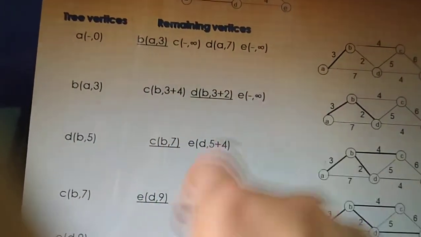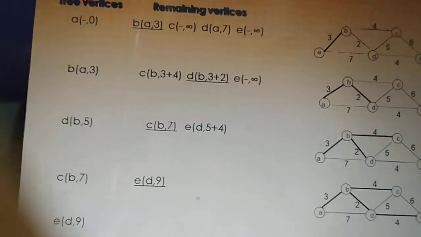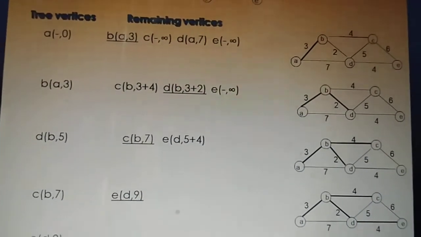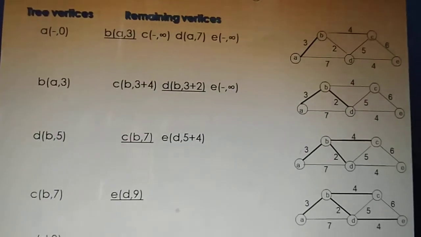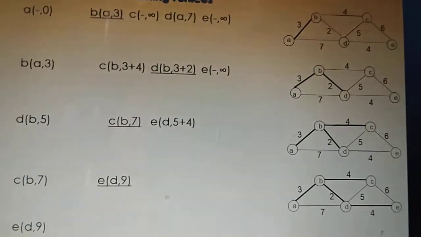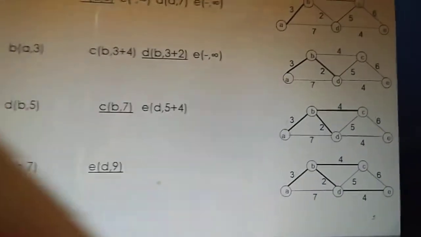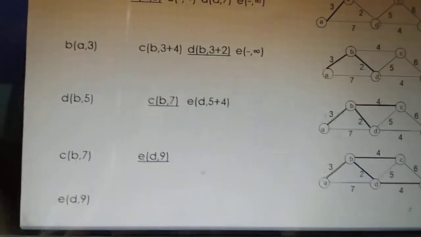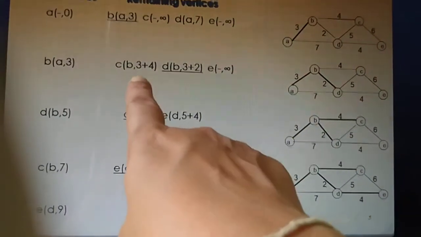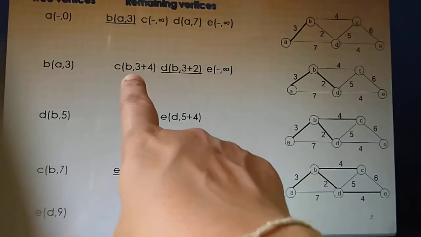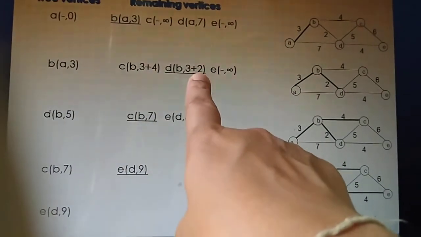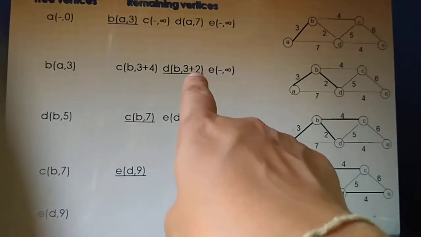Now among these, identify U and D of U such that U should be an unvisited vertex and D of U should be the minimum. So all are unvisited vertices: C, D and E. All three are unvisited. Which is the minimum? 7, 5. So 5 is the minimum.